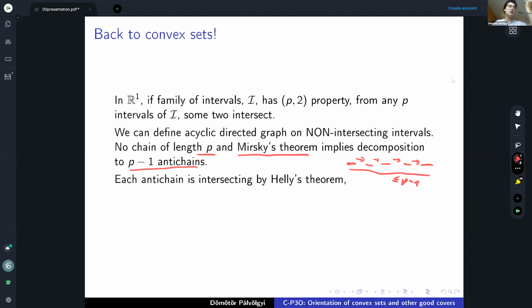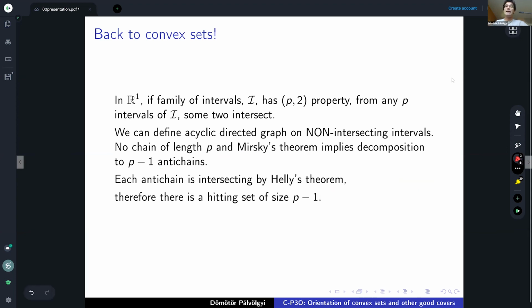But what is an antichain? An antichain means that any two intervals in it intersect. But then I can use Helly's theorem in one dimension to get that all these intervals have a point in common. And because of that, I have a fitting set of P minus 1. So this proved the PQ theorem in one dimension. I know it's not very hard to get a PQ theorem in one dimension, but this is the main idea that we want to take over to convex sets in the plane.